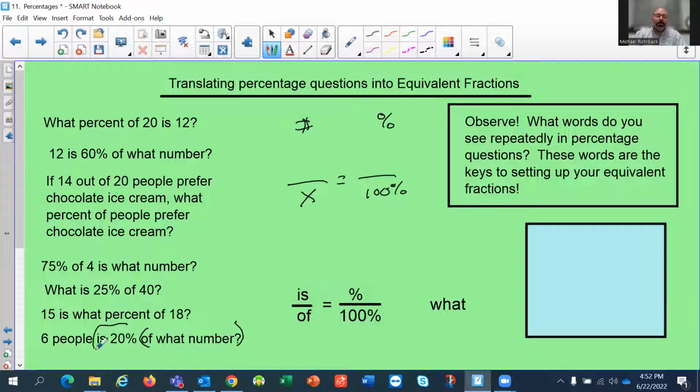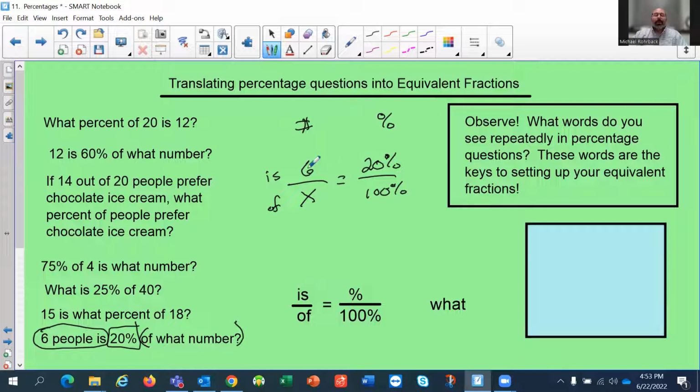Here is our 20%. I'm going to actually just do the 20%. So the 20% goes over 100. That's fine. And then you've got 6 people is. So people is 6. It doesn't read very well, but that does tell us it's a top number. So 6 is the part of the total that showed up. And we know that 6 and 20% are equal. So 6 people is 20%. They have to go together.